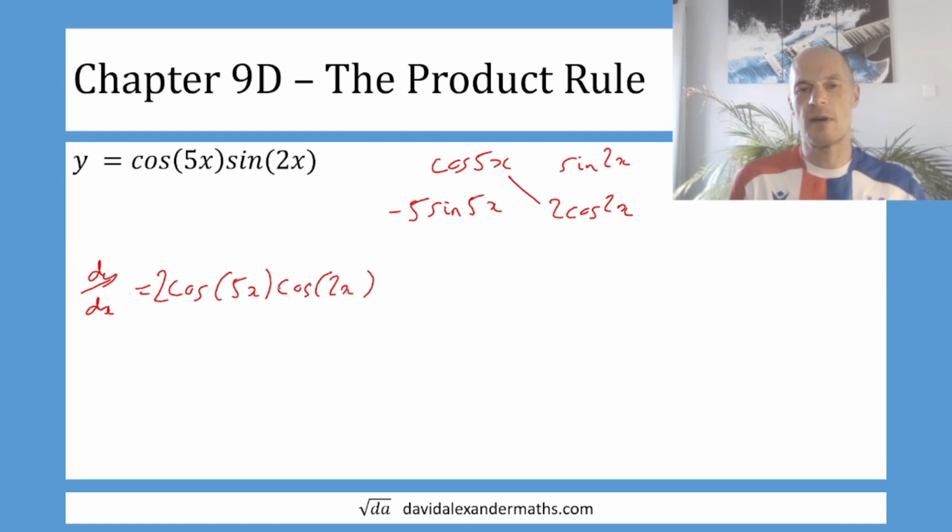2 cos 5x cos 2x. Now the 5x and the 2x, we can't do anything with that, we'll just leave it as it is, plus minus 5, so in other words minus 5 sine 5x sine 2x. And of course it doesn't really matter if you put the cos 5x after the cos 2x, similarly it's the same thing. Can we do any factorising or anything here? No, it's probably best if we just leave it as it is.